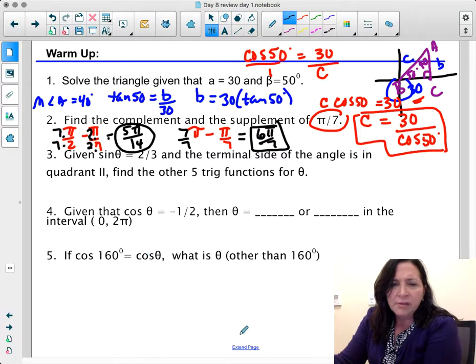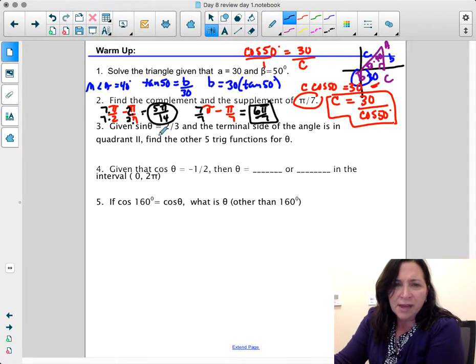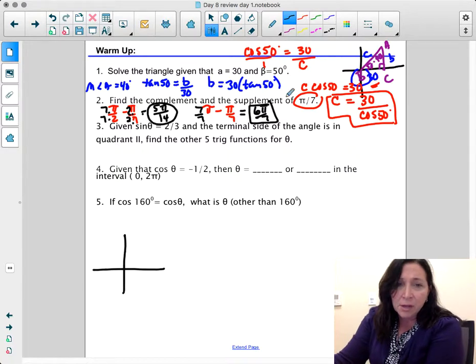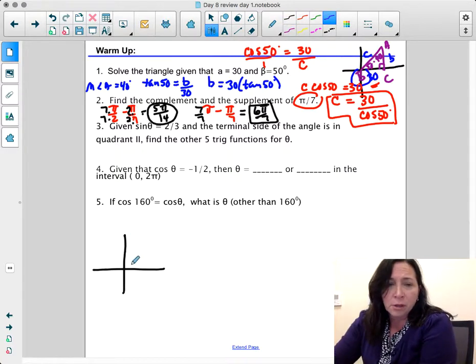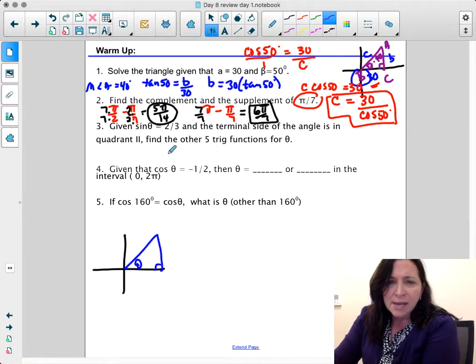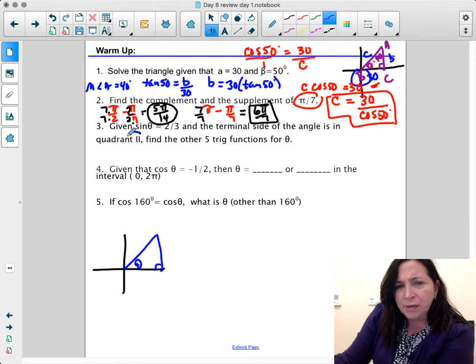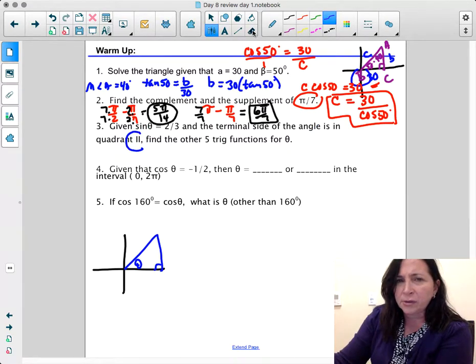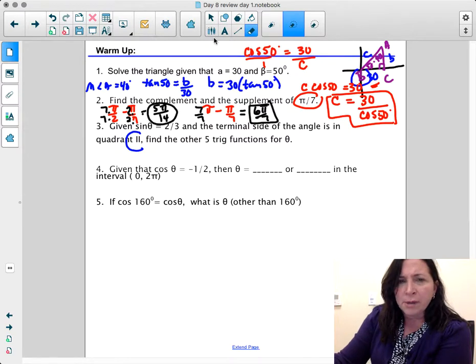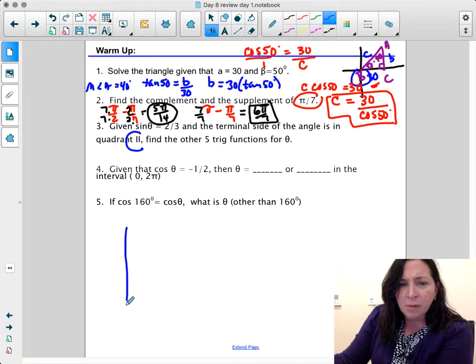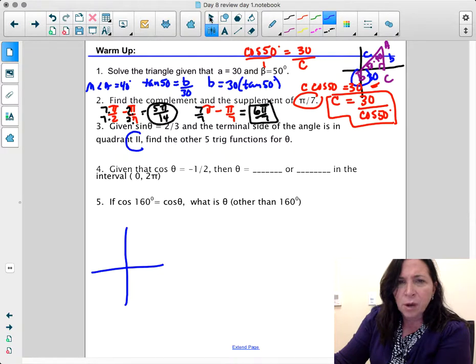Given that, now this, I really like this question right here. Given that sine of theta is 2/3. Now, I would appreciate if anybody would draw a little graph here. You've got theta here. Now, the problem here is you notice that after reading the directions, it says I'm in quadrant 2. So I'm not in quadrant 1, I'm in quadrant 2. So let me redraw my graph. Okay, now I'm going to be in quadrant 2.